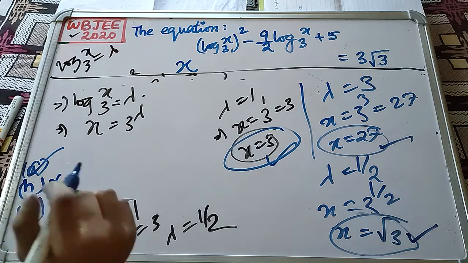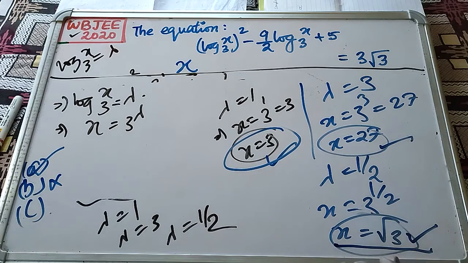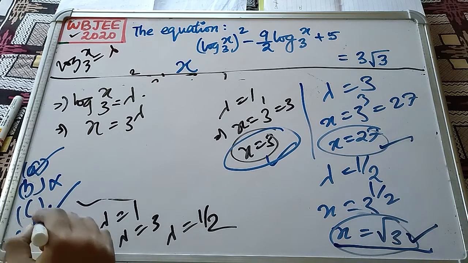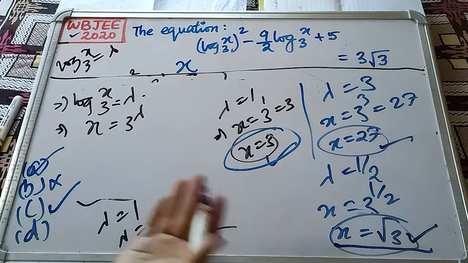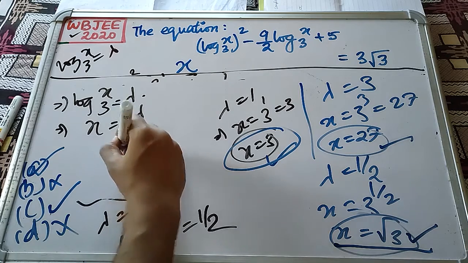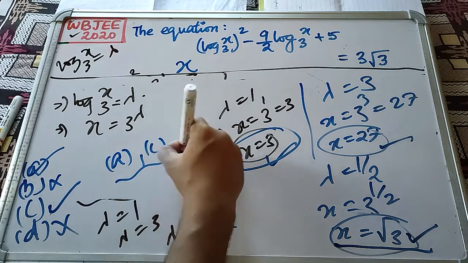Option C, exactly one irrational root. This is absolutely correct because x equals root 3 is the only irrational root. Option C correct. Option D says the equation has complex root. No sign of complex number, right? Therefore option D is wrong. Therefore correct is option A and option C.